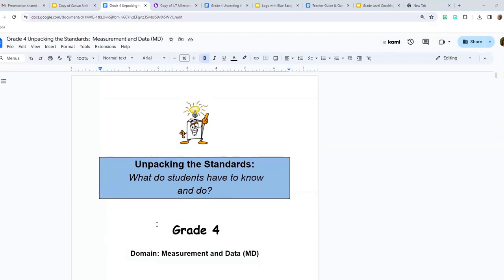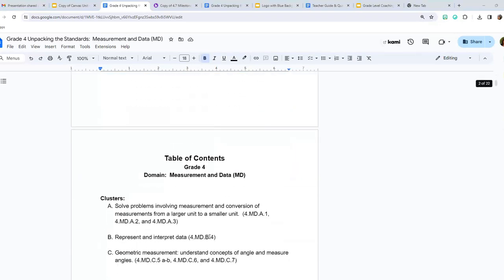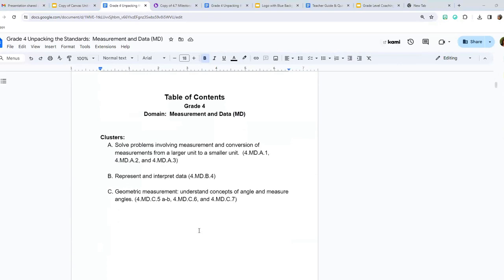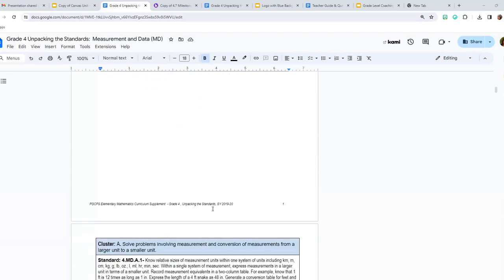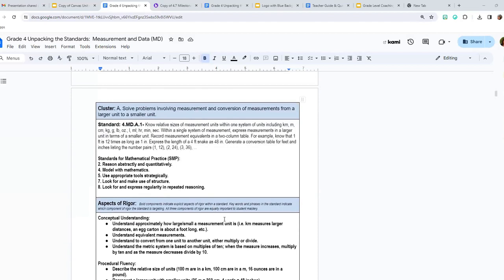Grade 4, the domain that we're looking at today is measurement and data, MD. Here are the clusters. A, where they're solving problems involving measurement and conversion of measurements from a large unit to a smaller unit. B, representing and interpreting data. C, geometric measurement, understanding concepts of angle and measure angles. Within this cluster, we're taking a look at A.